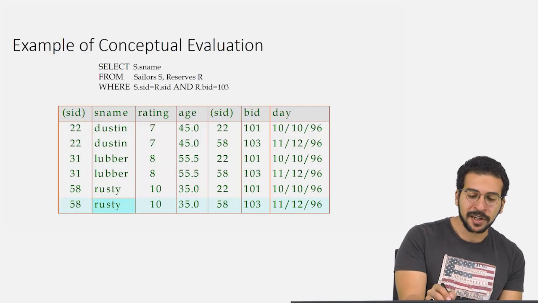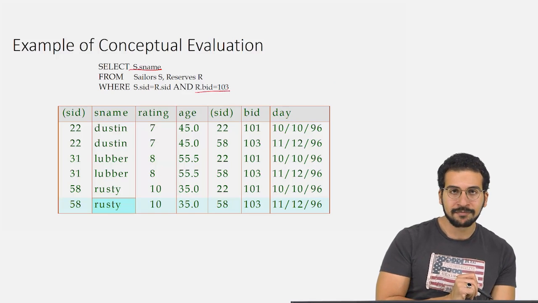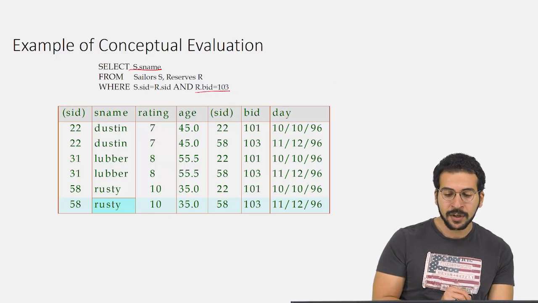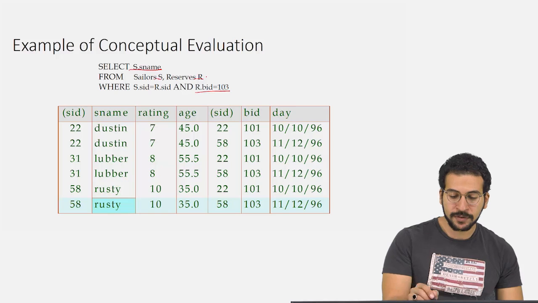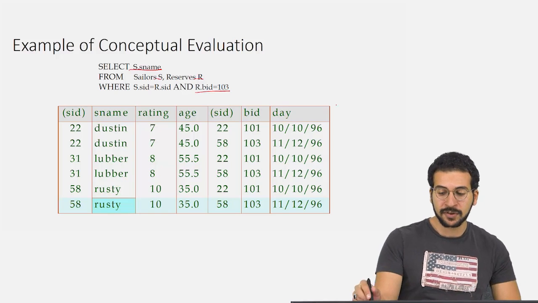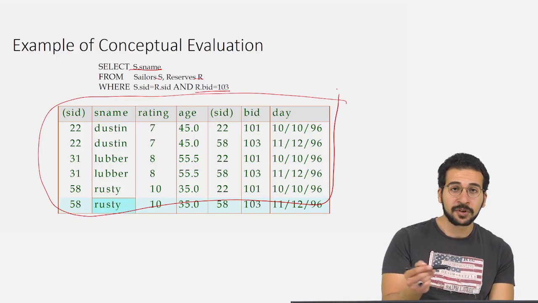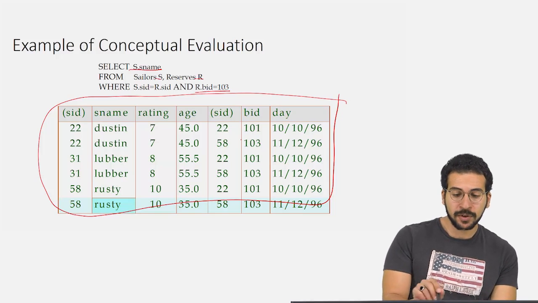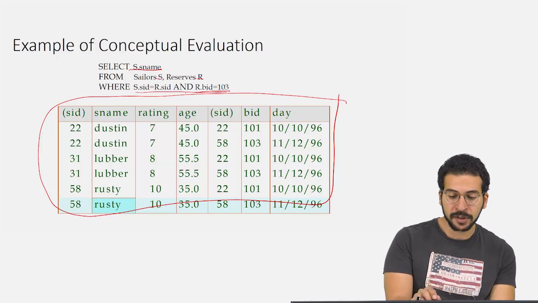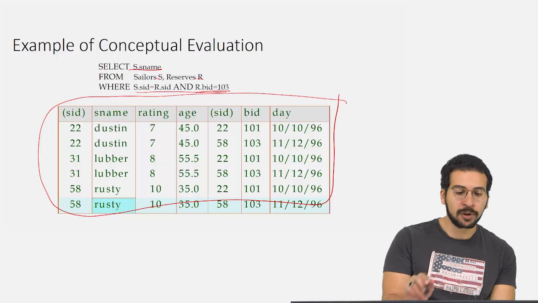So if you look at this query, you want to select the sailor's name that reserved boat 103, the boat ID 103. The first step would do the cross product on the sailors and the reserves. This is the cross product. As you can see, this whole table is the cross product. And after that, you filter out the tuples that do not satisfy the qualifications here. Qualifications need to have SID equal SID and boat ID equal 103.